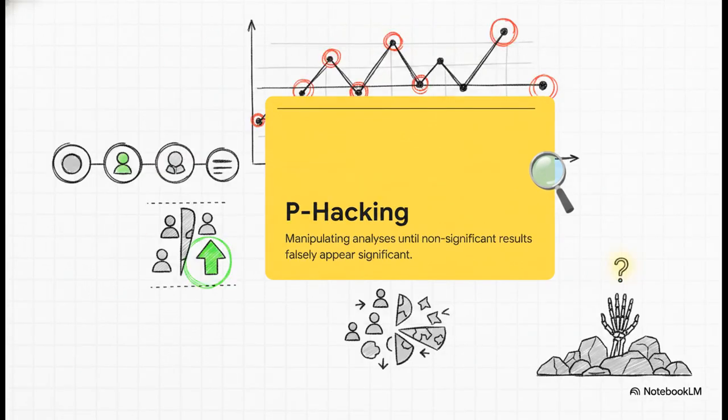And because that significance label is so highly prized for getting papers published, we have to be super vigilant against p-hacking. P-hacking is basically manipulating data, slicing up demographics, or running endless statistical analyses until non-significant results falsely appear significant. It's exactly like running an A/B test on your website, finding no overall lift in sales, but then drilling down until you find that left-handed users on Tuesdays bought slightly more and declaring the whole test a success. Lesson 8 emphasizes that to spot these statistical illusions, you have to critically read the limitation sections of these studies. That is where the bodies are buried.